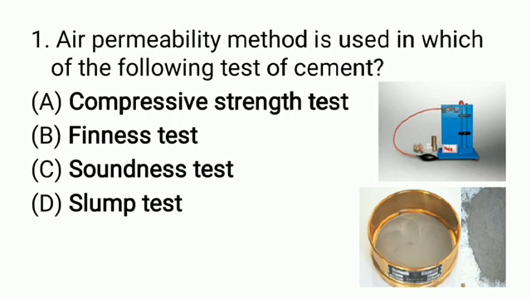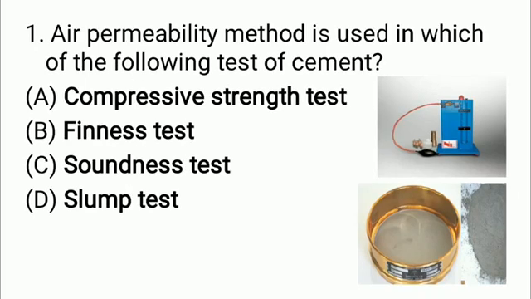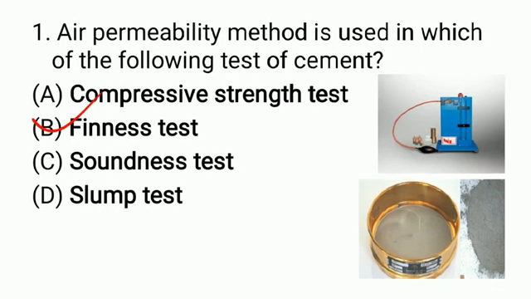So fineness of cement is also measured by sieve analysis method. There are two methods for measuring the fineness of cement, and the rest are soundness test and slump test. Okay, and soundness test is measured by the Le Chatelier method. It is also a very important question regarding our examinations. Okay, so the answer to the first question is fineness test. Now I am going for the next one.